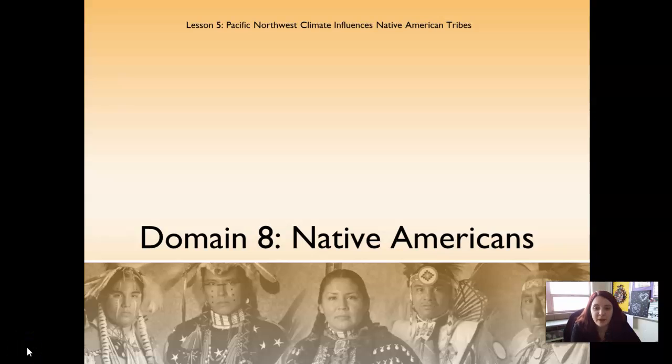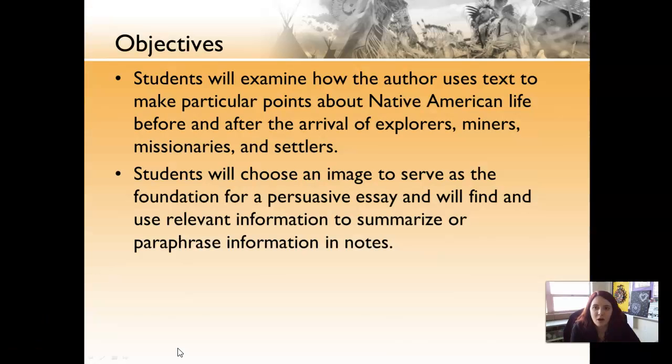Hello, 5th grade. We're on Domain 8, Native Americans, Lesson 5, Pacific Northwest, Climate Influences Native American Tribes. Our objectives are to examine how the author uses text to make a particular point about Native American life before and after the arrival of explorers, miners, missionaries, and settlers, and we're going to choose our image for our persuasive essay.